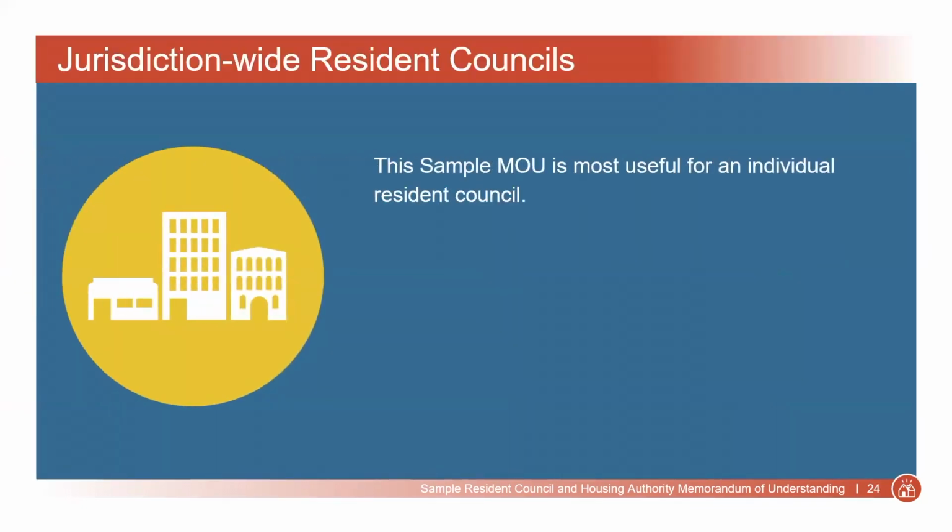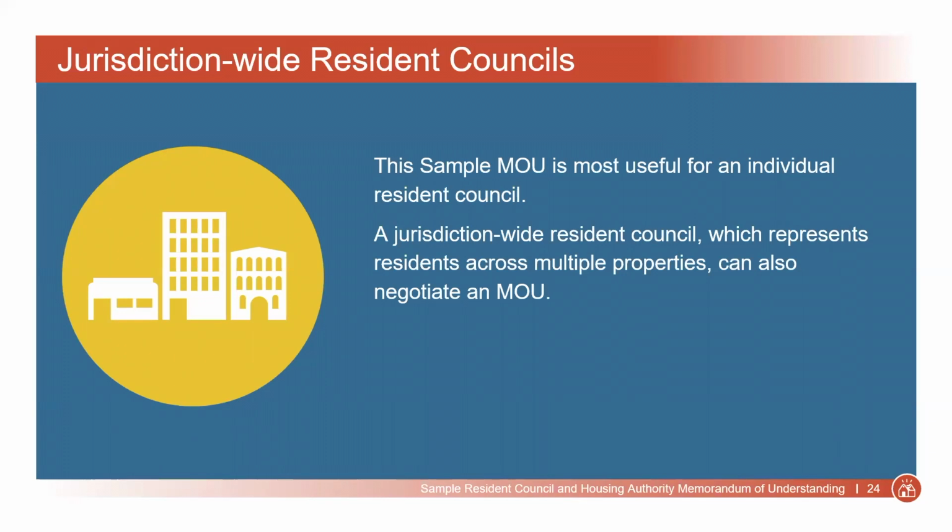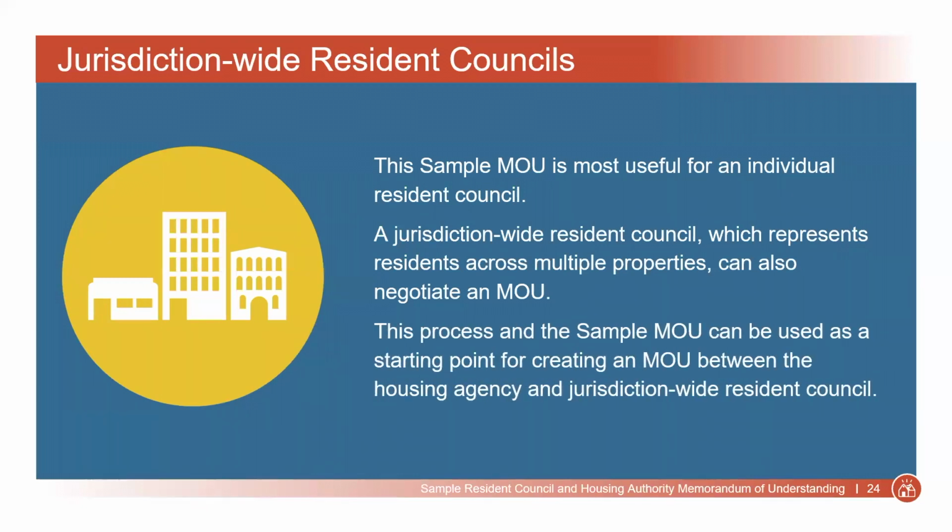The sample MOU is most useful for an individual resident council. A jurisdiction-wide resident council, which represents residents across multiple properties, can also negotiate an MOU. You can use this process in the sample MOU as a starting point for drafting an MOU between the housing agency and a jurisdiction-wide resident council. However, there will be different needs to be taken into account. For example, it may be important that each building has a representative at meetings with the housing agency.